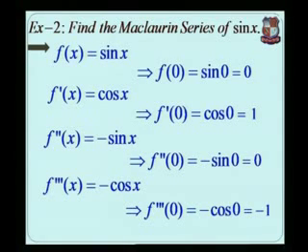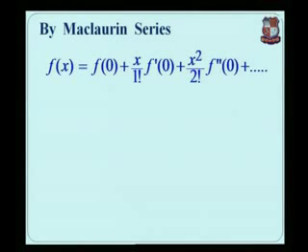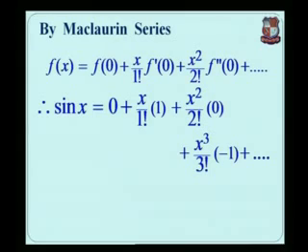Now, by the Maclaurin series, the formula is f of x is equal to f of 0 plus x upon 1 factorial f dash 0 plus x square by 2 factorial f double dash 0, and so on. Now we have f of x is equal to sin x, f of 0 is 0, f dash 0 is 1, f double dash 0 is 0 and f triple dash 0 is minus 1. This means all the even-order derivatives are 0.